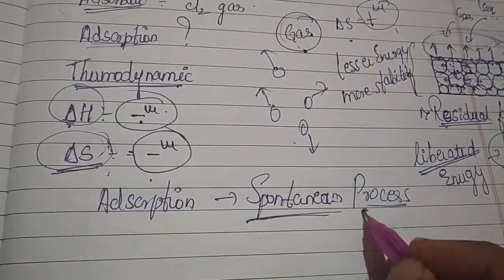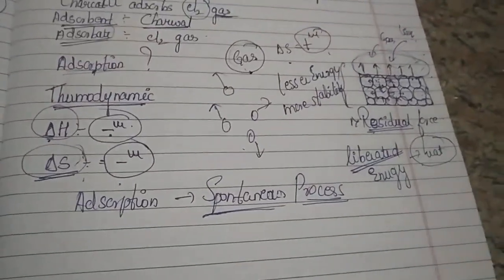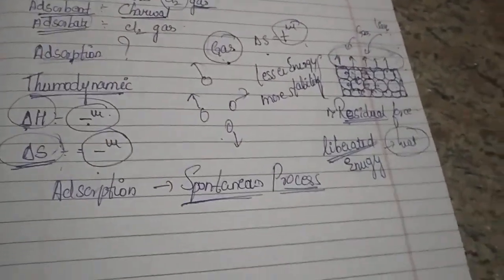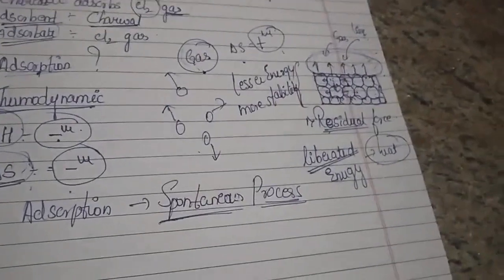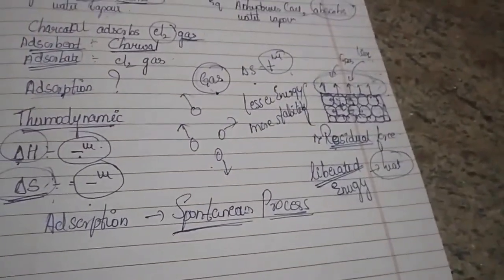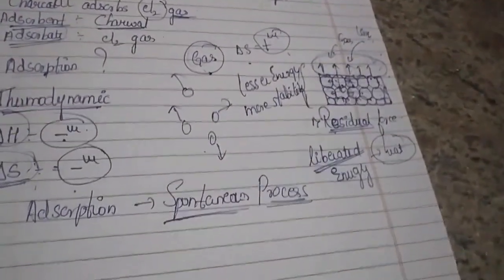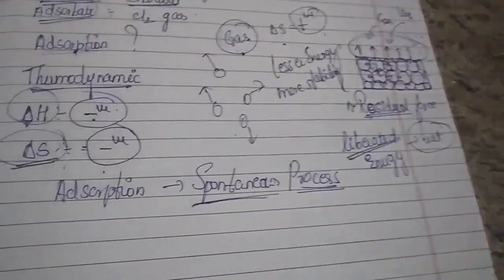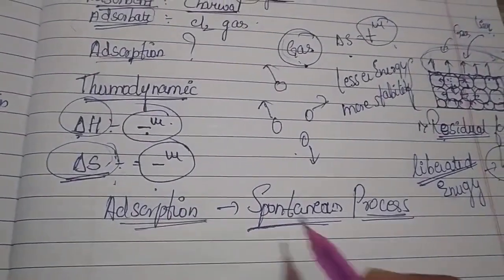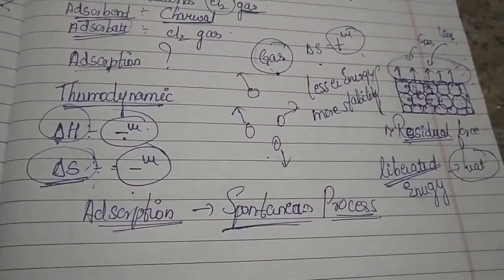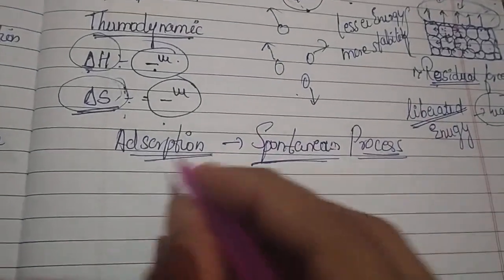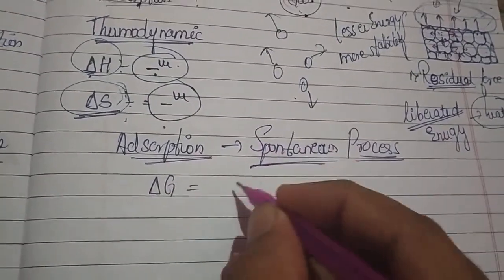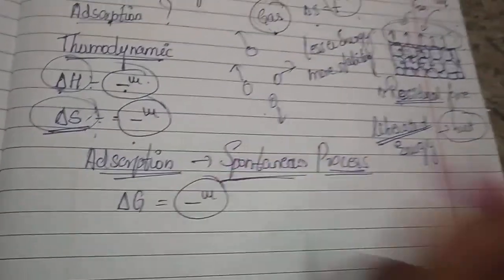That means it takes place on its own. It does not need any external means. If you take some solid surface and add some liquid or gas, of course the process takes place on its own. So adsorption is a spontaneous process. Of course, what do we know? For any spontaneous process, the Gibbs free energy should be negative.